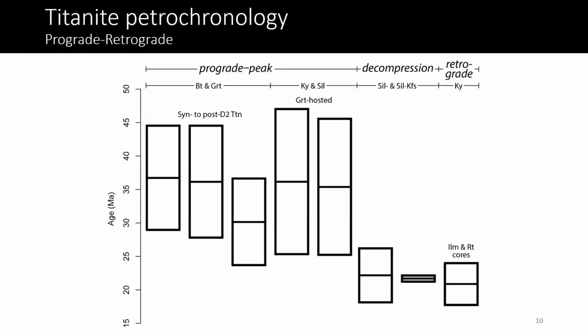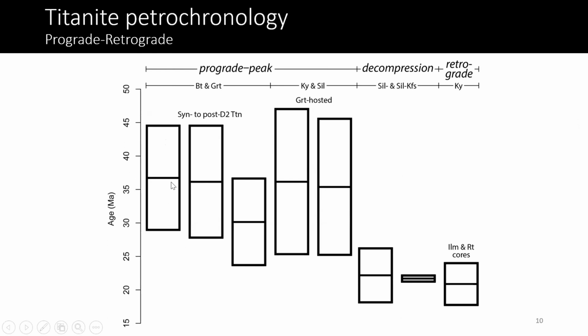So rather than showing a bunch of plots here, I've just summarized all of this onto a table. Anyone that's worked with titanite in the Himalaya will know that it can be a little bit difficult. So it's got abundant common lead, which results in quite large error ranges here.